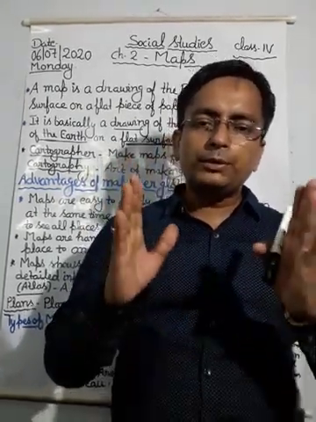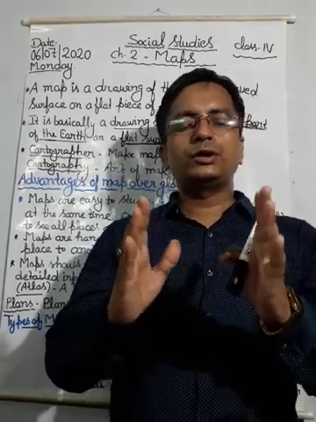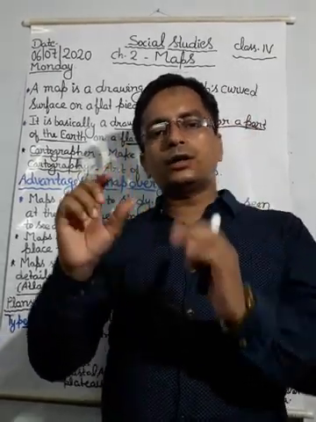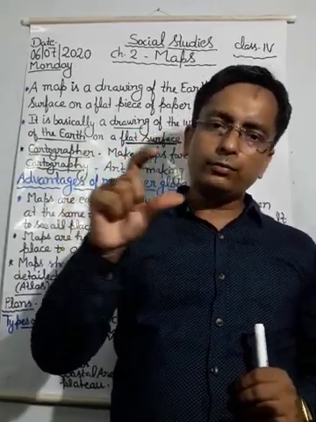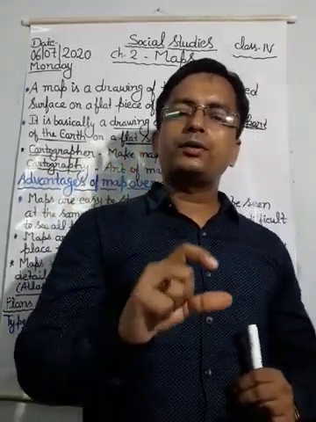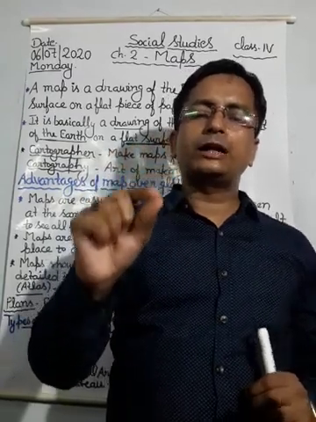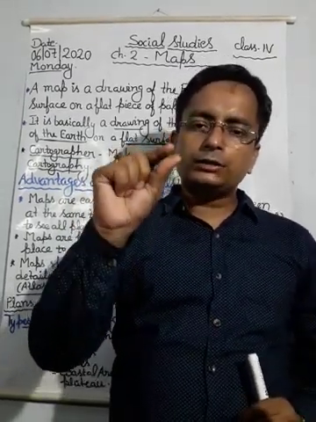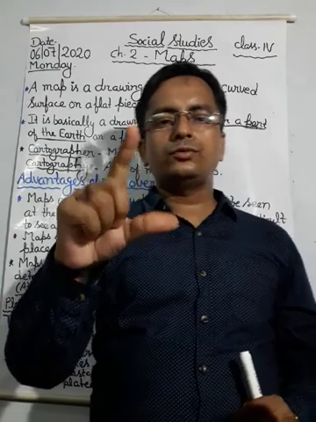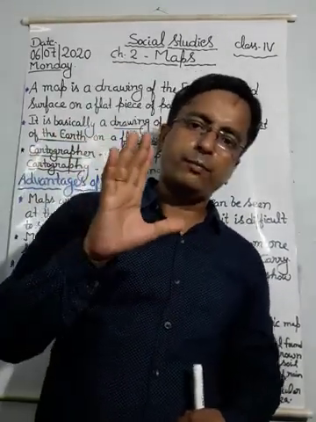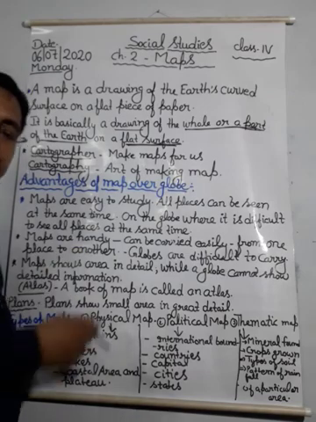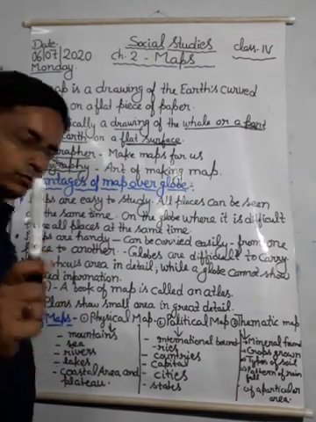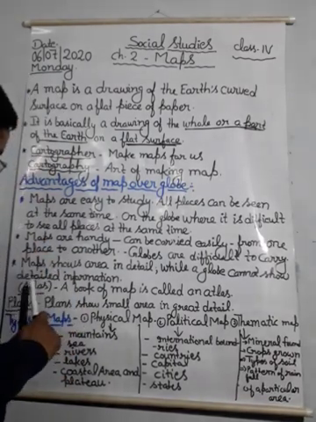This is the limitation of the globe, that we cannot locate a small place in large view on the globe, while on the map we can draw, we can locate a small place in large view with the help of a map. So it is the difference between the uses of globe and map.